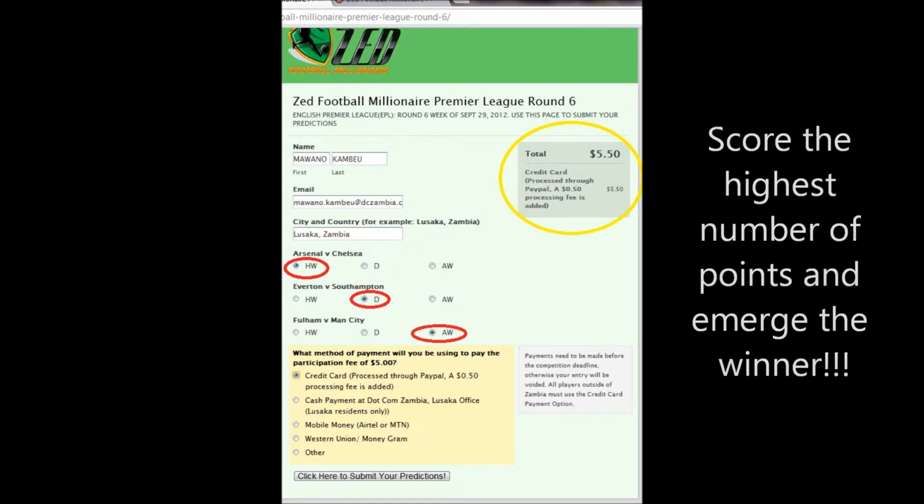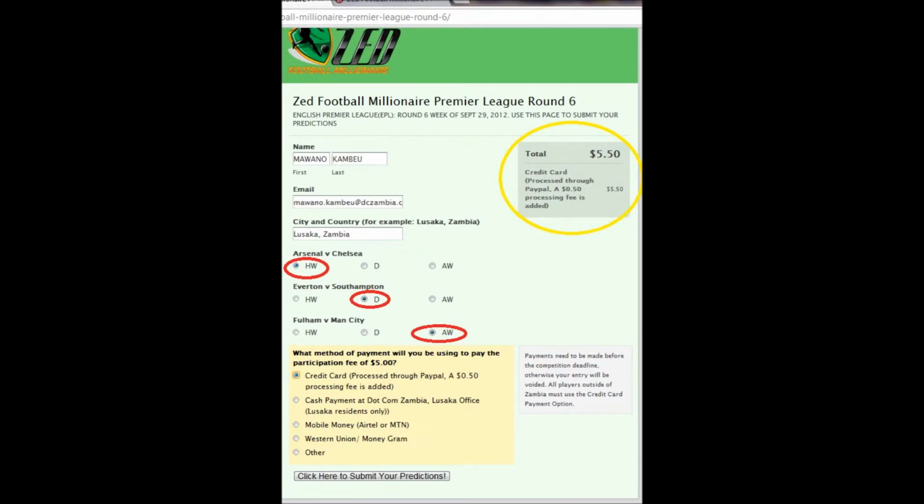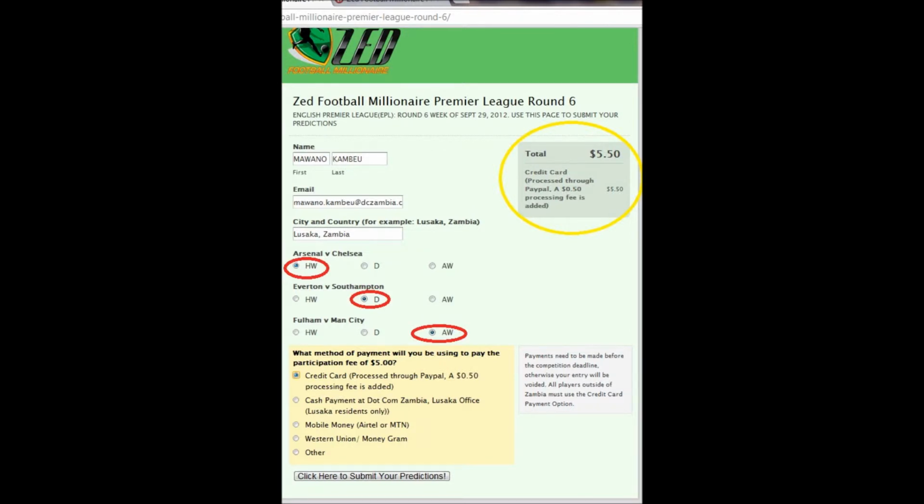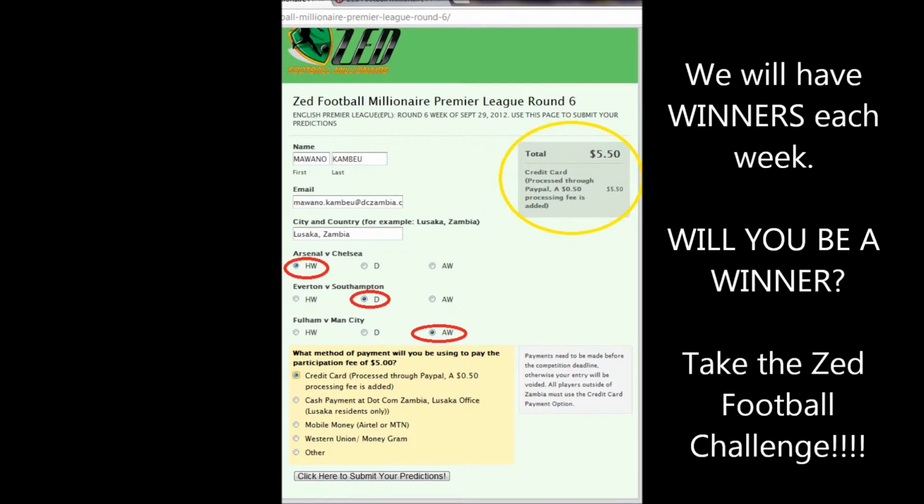To keep everything transparent, every Saturday morning we send out a master email to all of the players taking part, giving them the predictions of every participant in the competition. That way, they can track over the weekend how they are doing against their friends and their colleagues. And after the round of games are over, we then announce the winner and how much that winner is receiving.